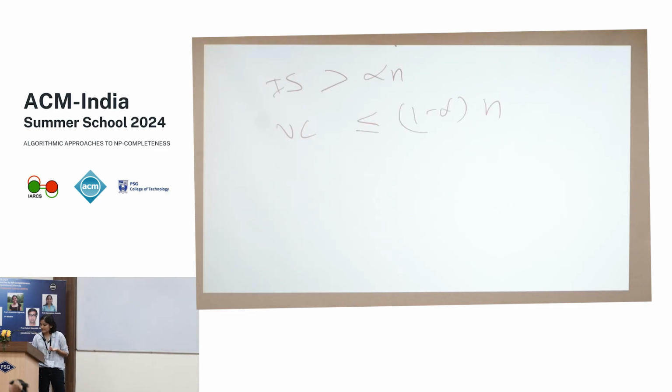So in this case, how will I solve dominating set? By running 2 power 1 minus alpha into n. Okay, we want to find this alpha such that it minimizes this.